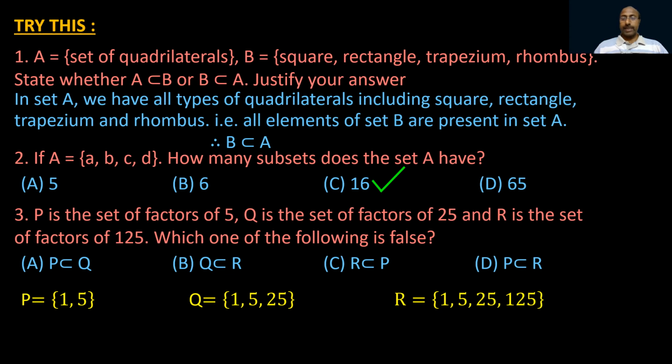And consider the third one. R is a subset of P. Are all the elements present in R also present in P? No, because 25 and 125 are not present in P. So R is not a subset of P, but it is given that R is a subset of P. So our required answer, which is false, is option C. Let us check D also. P is a subset of R. So P is a subset of R is true. Okay.